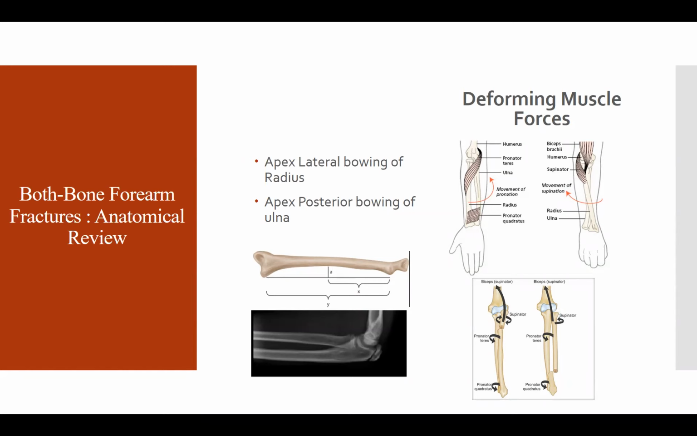For deforming muscle forces, when we talk about proximal third fractures, the biceps and supinator flex and supinate the proximal fragment, and the pronator teres and quadratus pronate the distal portion of those. The brachioradialis can dorsiflex and radially deviate distal fragments, and your wrist flexors and extensors and thumb abductors can also cause fracture deformity. So you want to consider all these deforming forces on how you're going to reduce, either non-operatively or operatively, when assessing your management strategy.